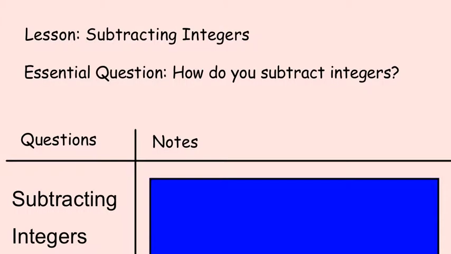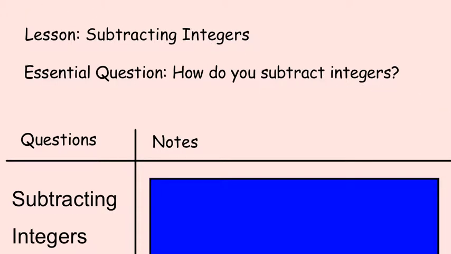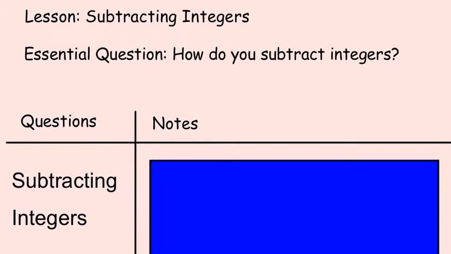I'm going to skip through some of these, and we're going to go here. Remember, you can always pause, write it down, and then come back. In the next few problems, we're going to talk about how to subtract integers.